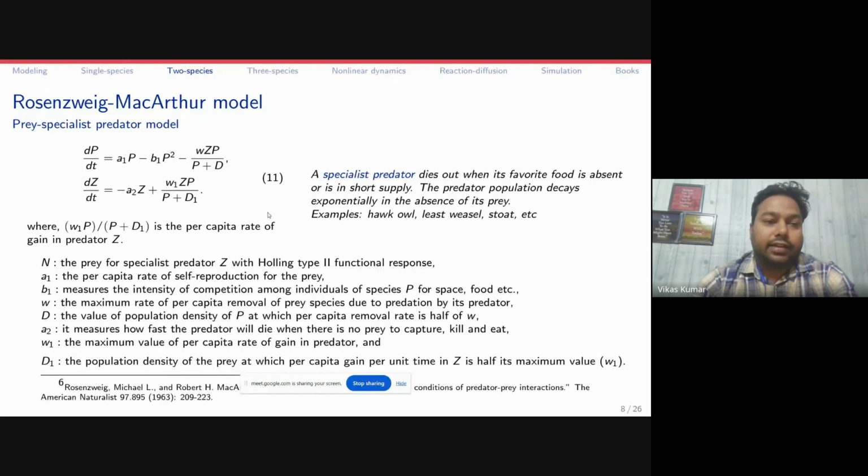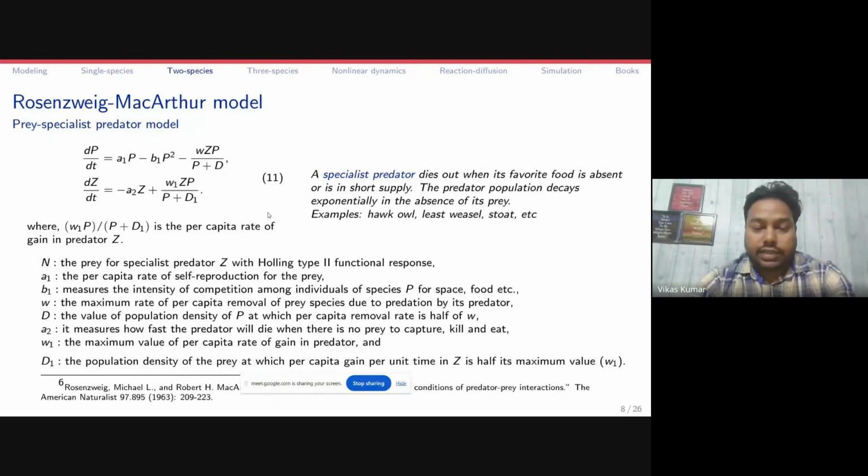Then there was a second model you can see here in equation number 11, and we call it the Rosenzweig-MacArthur model, the RM model. In this model, there was some speciality in the predator population, because it was a specialist predator. We call it a specialist predator because it dies out in the absence of its favorite food, or when its favorite food is in short supply. That's why in the second equation, we have assumed this minus A2Z term. That means it dies due to the lack of this favorite food. Otherwise, other parameters are the same, you can see here.